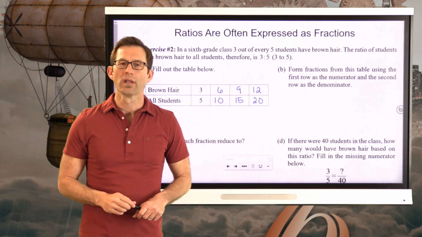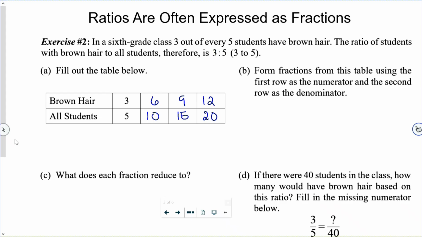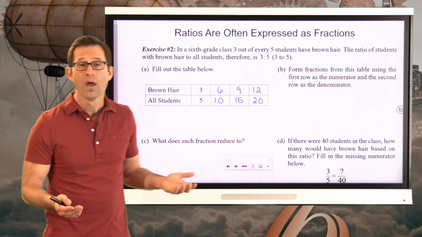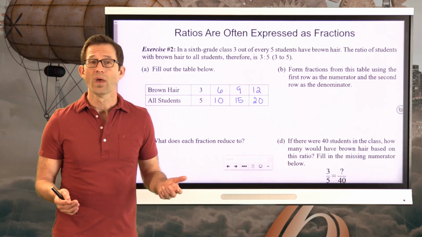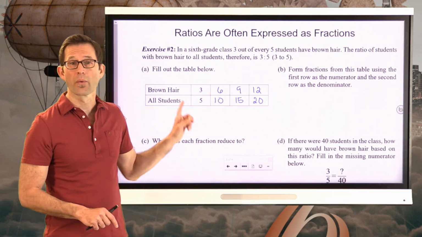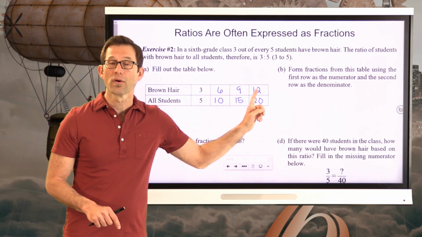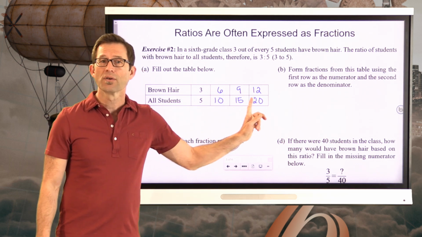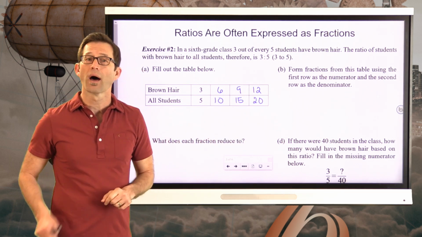But now let's take a look at letter B. Form fractions from this table using the first row as the numerator and the second row as the denominator. Well, this is simple enough. Let's also do this together. I'm suggesting that we form fractions where we use the number up here as the numerator, the number in the top of the fraction, and all the numbers down here as the denominator, the numbers in the bottom of the fraction.